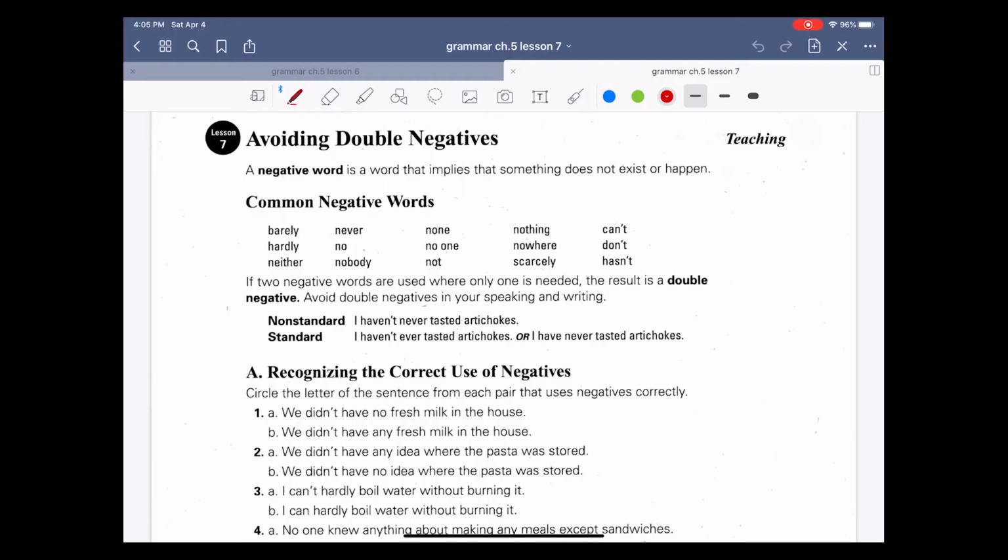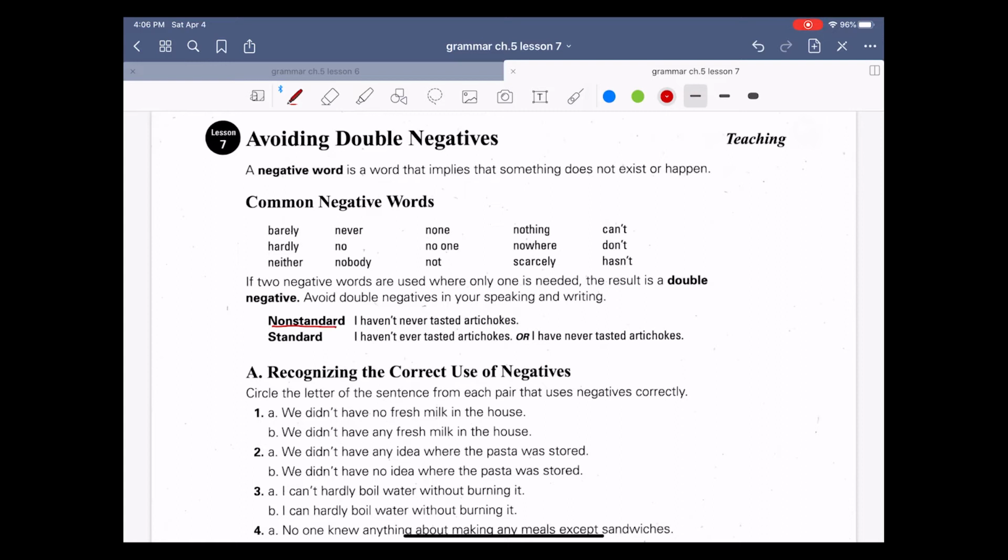All right. Lesson 7 of Chapter 5, Avoiding Double Negatives. A negative word is a word that implies that something does not exist or happen. Common negative words: barely, hardly, neither, never, no, nobody, none, no one, not, nothing, nowhere, scarcely, can't, don't, hasn't. If two negative words are used where only one is needed, the result is a double negative. Avoid double negatives in your speaking and writing.